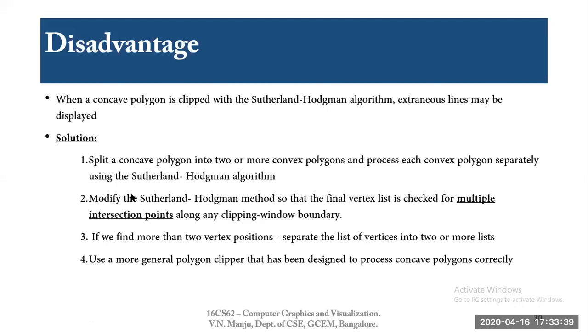The next one, you can modify the Sutherland Hodgman into multiple intersection points, and this is a continuous point. If we find more than 2 vertex positions, separate the list of vertices into 2 or more lists. The third point is to use a more general polygon clipper that can process concave polygons. That's very simple. If this doesn't work, go for a better polygon clipper. That's it. Okay, thank you.